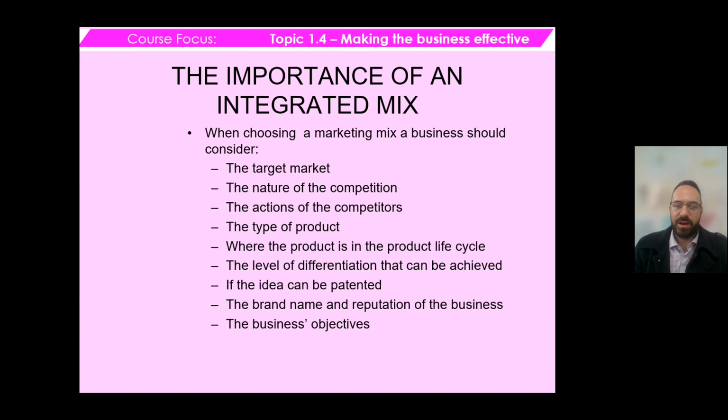So an integrated marketing mix will have a look at who their target market is, the nature of their competitors in that market, and the actions of the competitors. So what are your competitors doing to try and take that part of the market? What type of product it is, whether it's an essential item like a food item or basic clothing, or whether it's a luxury item, like a fancy car or something. So where the product is in its life cycle.